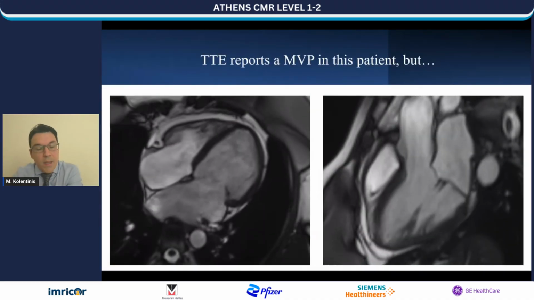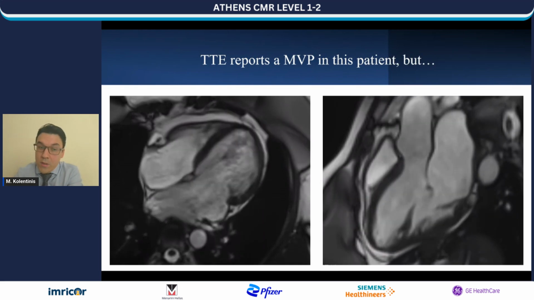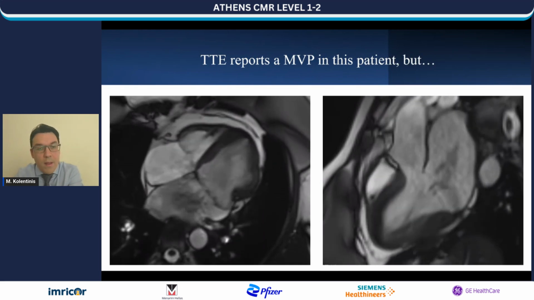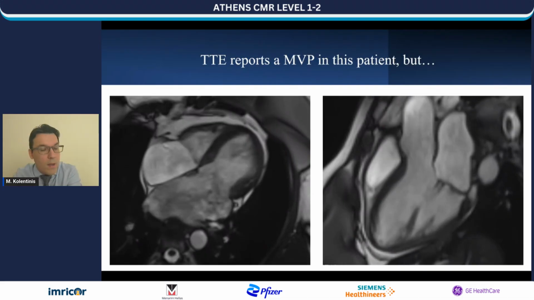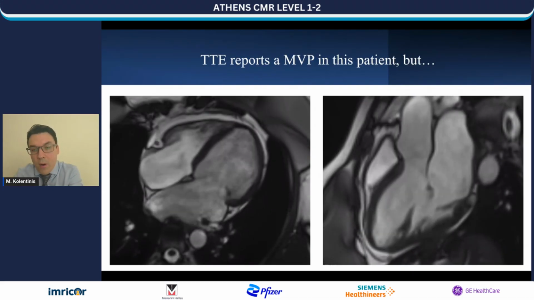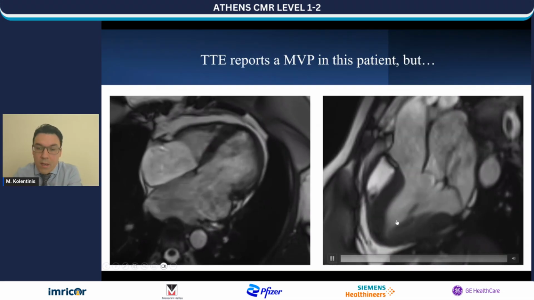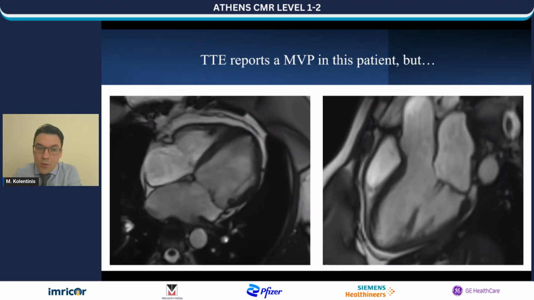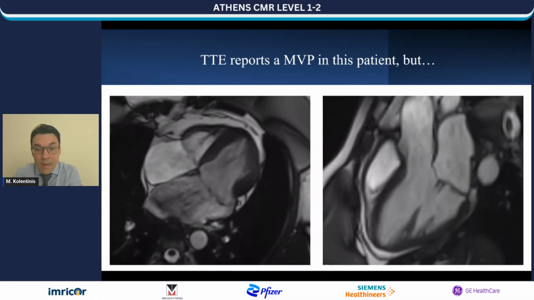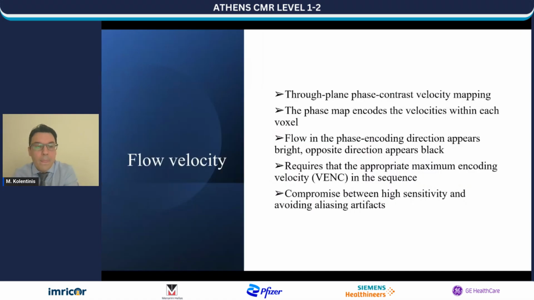This patient has undergone a transthoracic echocardiography, which reports, obviously, severe mitral regurgitation due to mitral valve prolapse, but also what the echo missed was mitral annular disjunction, which may be clinically significant in some patients.